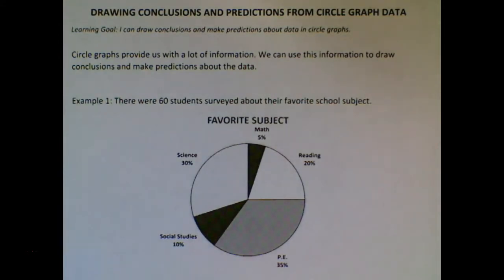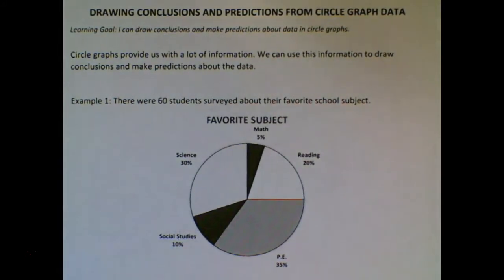5% preferred math, 20% preferred reading. P.S. Boo, that only 5% preferred math. 35%, no surprise, preferred PE compared to any of the other subjects. 10% for social studies, and then science at 30%. You will need a calculator for the next little bit of what we're doing, so if you do not currently have one, pause this and go grab one and then come back and we'll take a look.